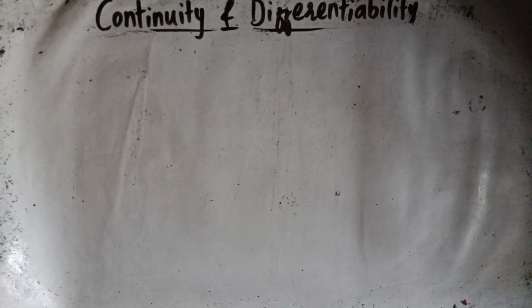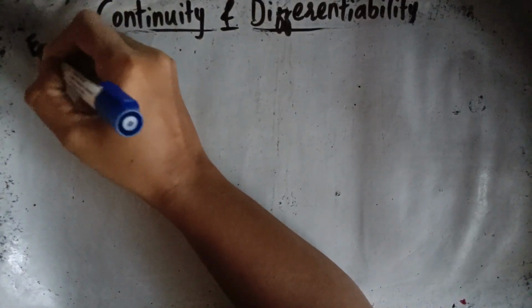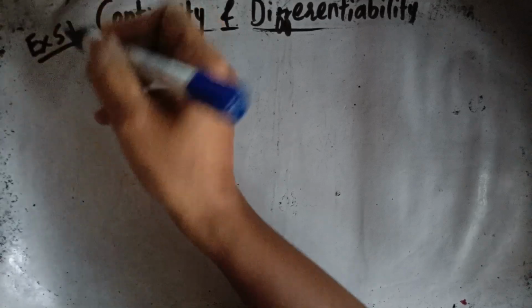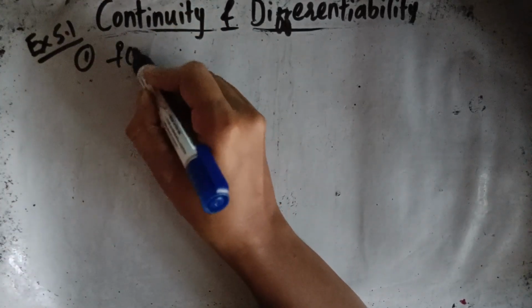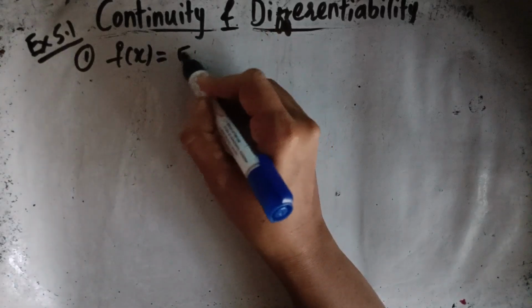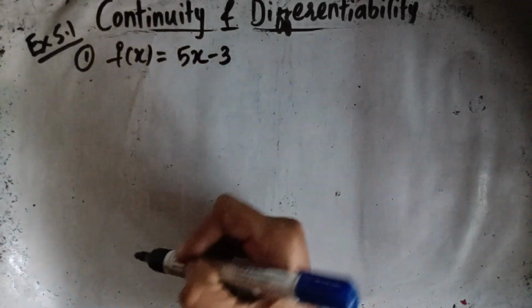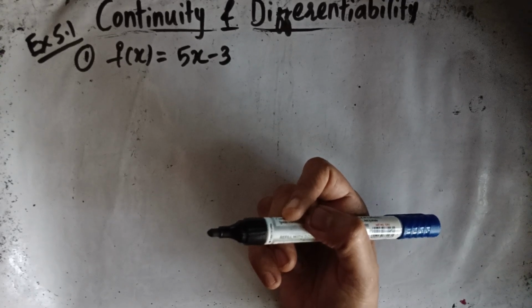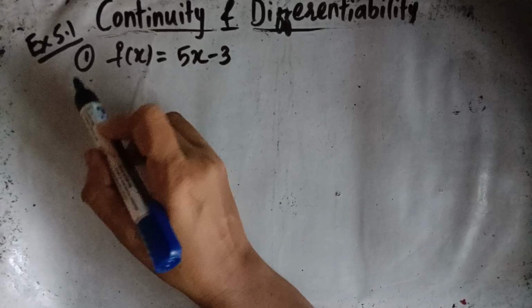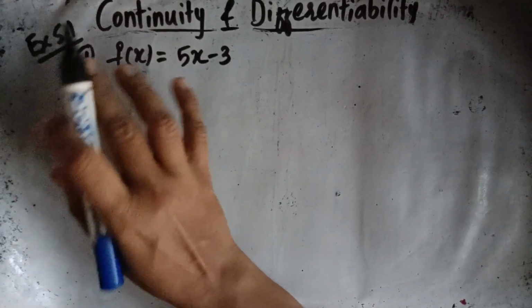Let's solve exercise 5.1. First question: prove that the function f of x equal to 5x minus 3 is continuous at x equal to 0. So you have to check for the right hand limit and left hand limit.